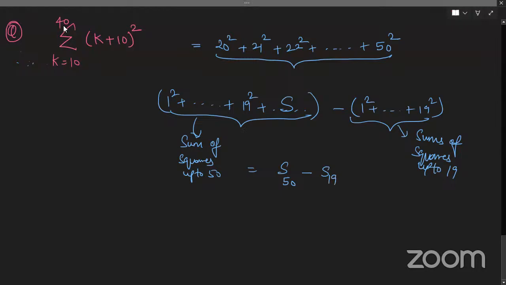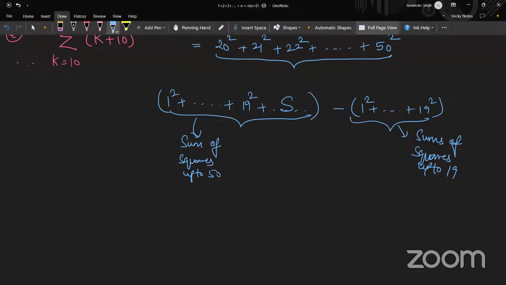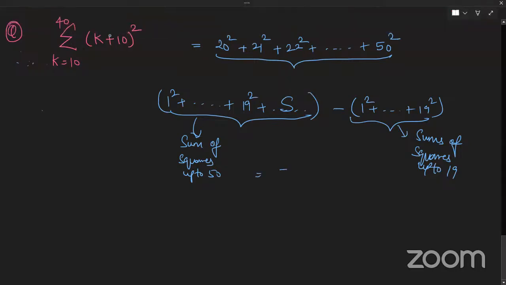Okay, do you want to write the formula here? Fine, we can do it that way. So it is 50 into 51 into 101 by 6 minus 19 into 20 into 39 by 6. Correct? Yes, sir.